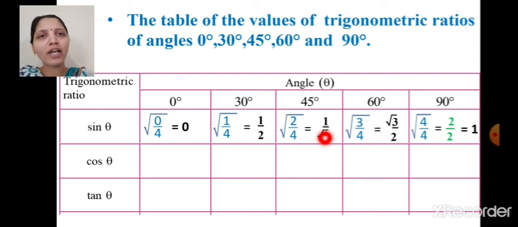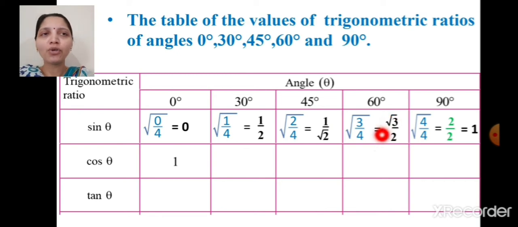Now how to write values for the cos theta? Now you have to inverse the values. That means from the right hand side you will start writing the values. That will be your cos theta. So similarly your sin 90 is how much? 1. So your cos 0 will be 1. Then what is sin 60?